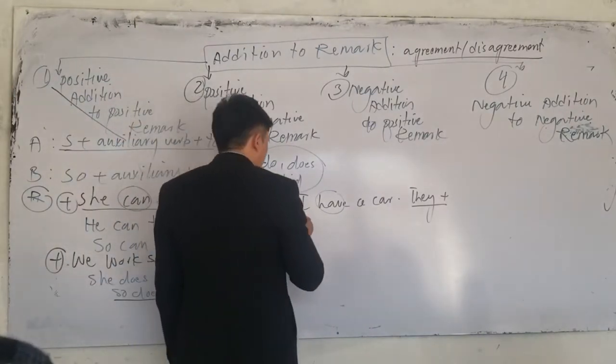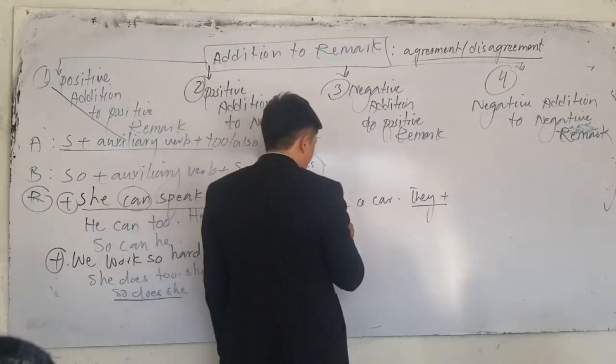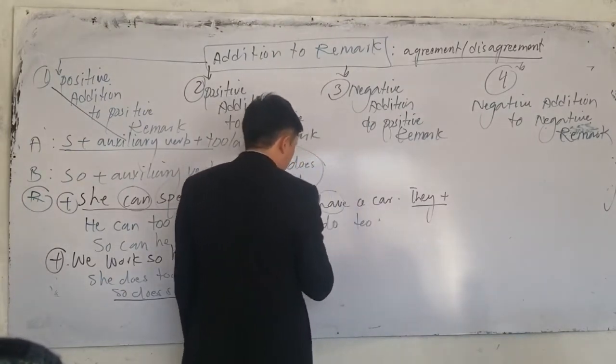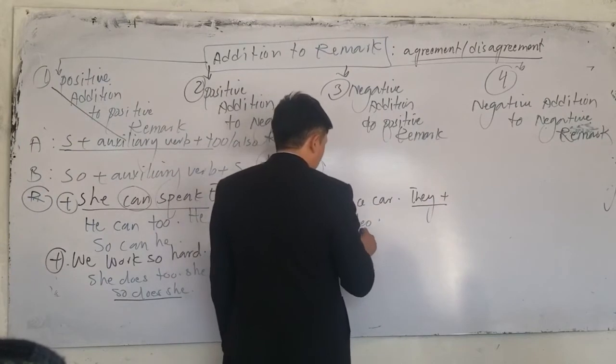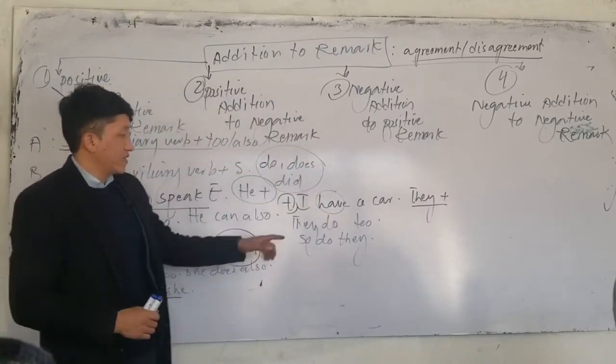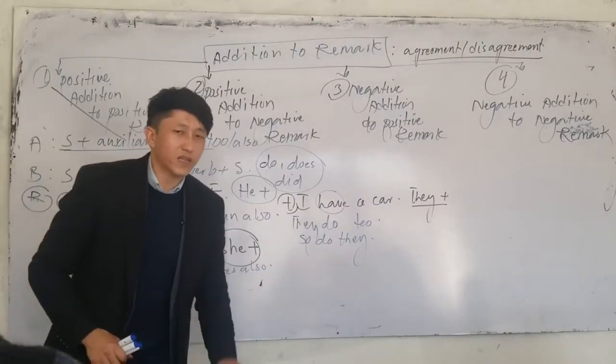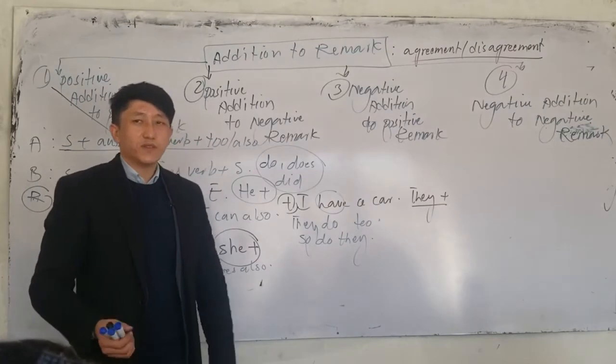Now, I have a car. How should I say now? We can say they do too, or so do they. So I said the auxiliary verb of addition is the same as the auxiliary verb for remark. If there is not any auxiliary verb, what should I do? We have to use do, does, did.